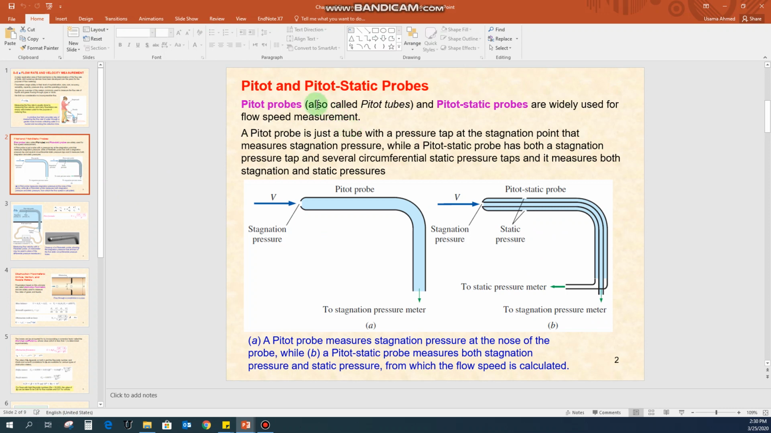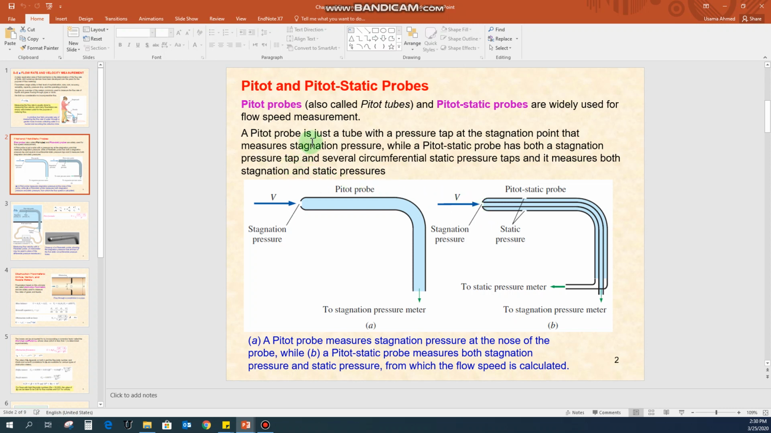We talked about the pitot and the pitot-static probes earlier in chapter number 5. We will just review some part of this because we are going to use it again here. Pitot probes, also called pitot tubes, and pitot-static probes are widely used for flow speed measurement. We talked in chapter number 5 about how we can use these pitot tubes to measure the velocity of a fluid within the pipelines.